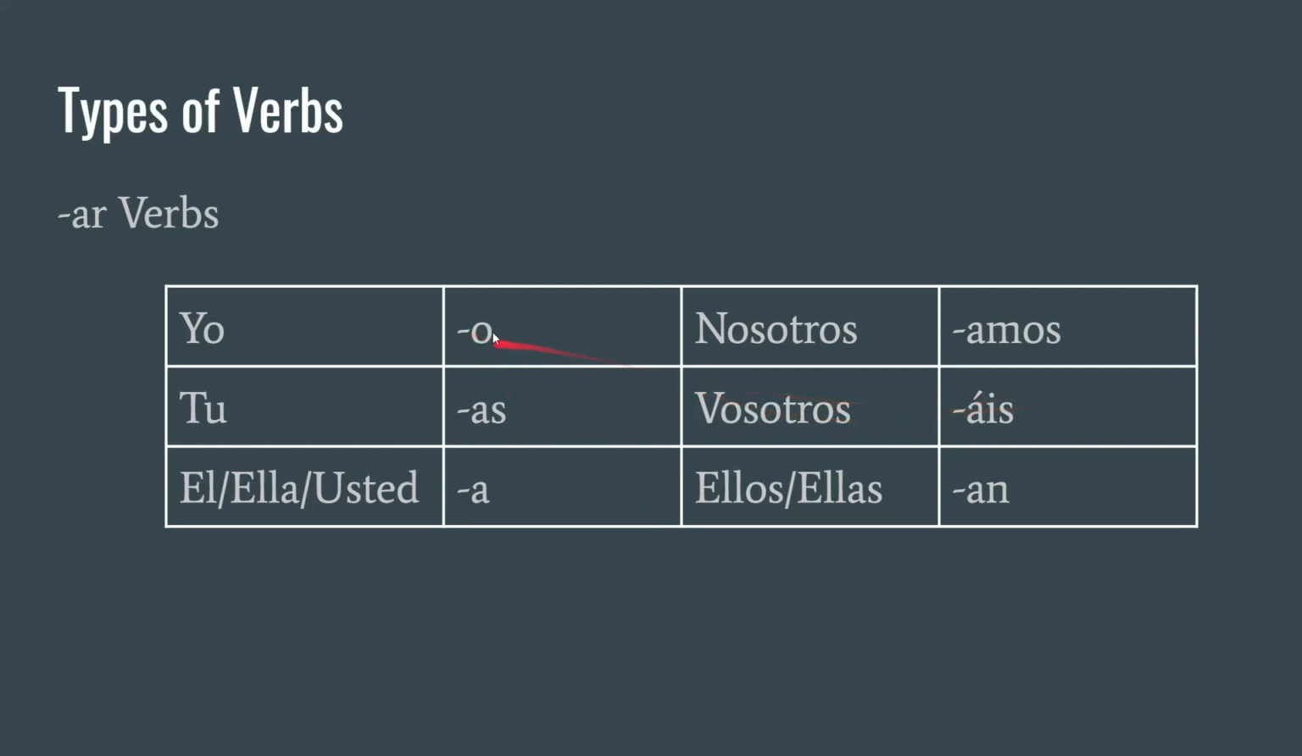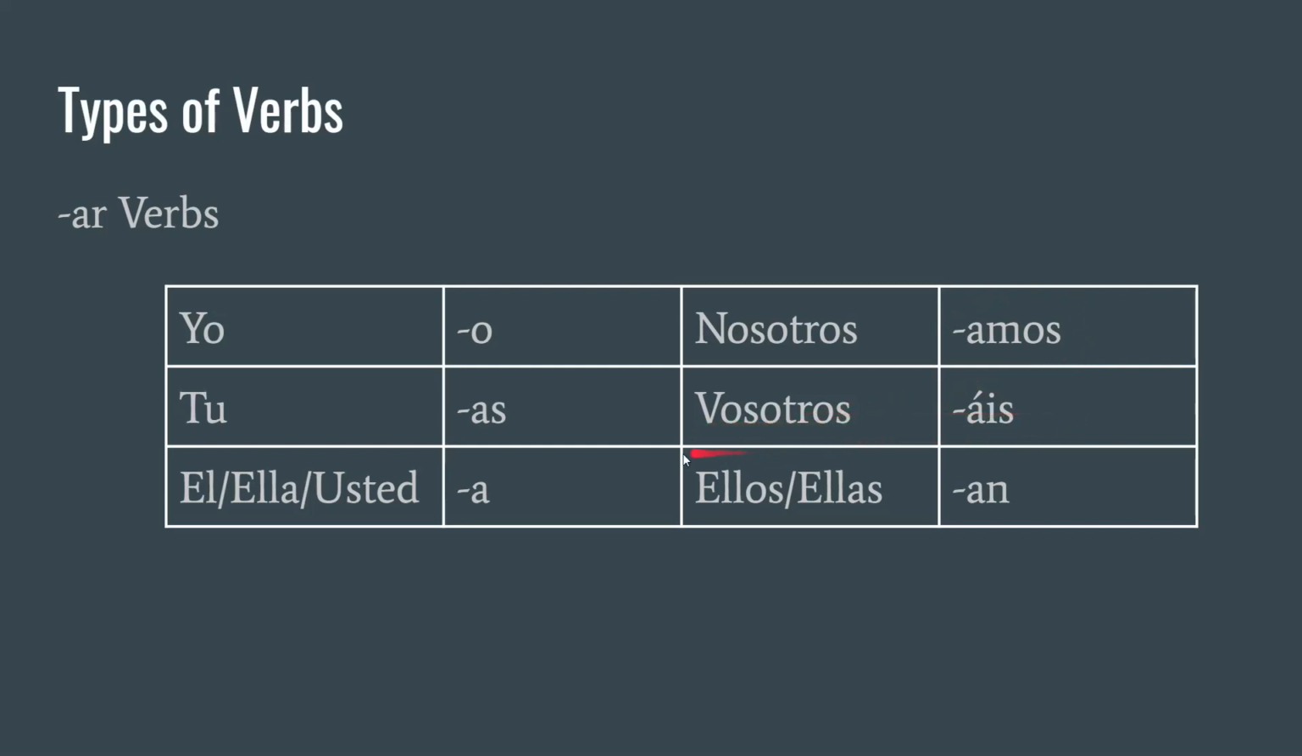So you can see here I have this chart. The yo form, when you're talking about yourself, is O. For tú, so you're talking to somebody, you would use as. For usted, whether you're using usted to refer to them formally or you're simply just talking about them, you use the a ending. Nosotros is us, is amos.